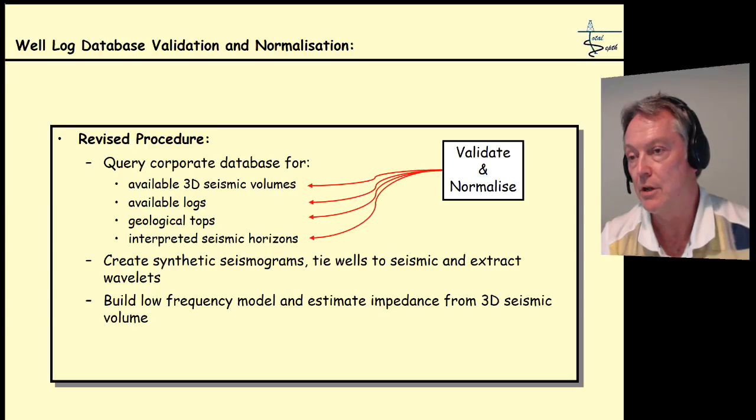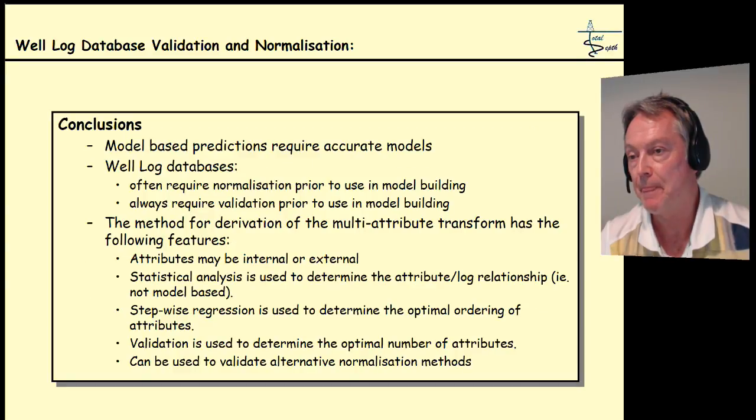Or an alternative is we can do an inversion to estimate a relative impedance where we don't use the horizon information. We don't use the borehole information for the inversion. We estimate the reflectivity, calculate the relative impedance, then all the borehole information we can use to validate the accuracy and the limitation of the estimation of the relative impedance.